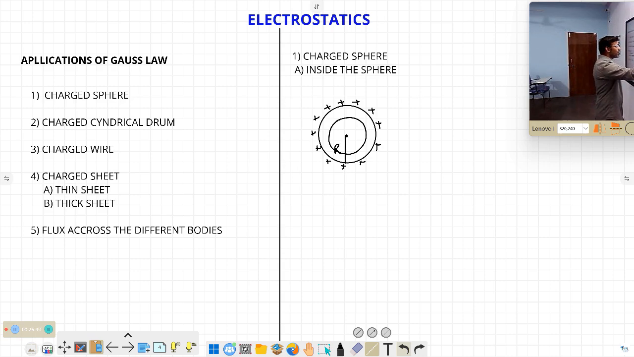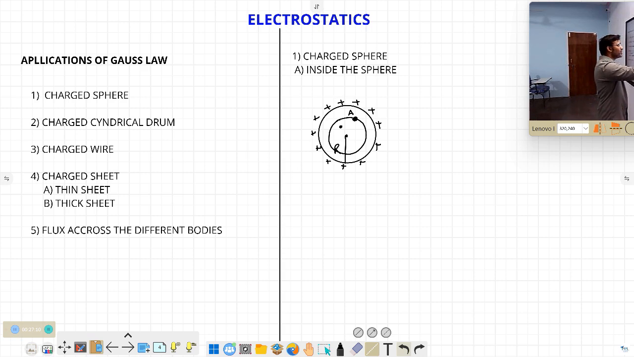That means if you want to calculate the electric field intensity here, you have to take the Gaussian surface here. At what point do you want to calculate? Suppose I want to calculate the electric field intensity at this point A. So construct the Gaussian surface. It is similar to the body. That is called an imaginary Gaussian surface.